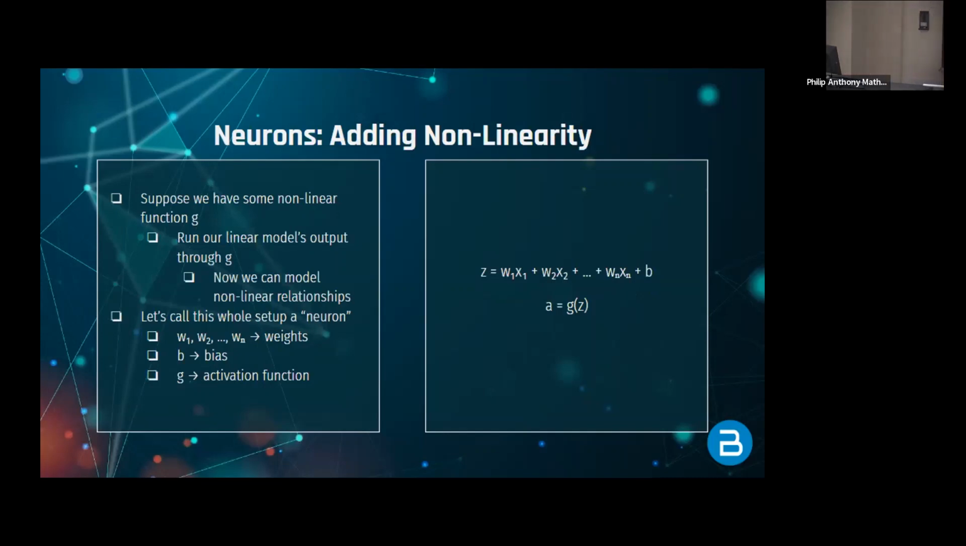So we've got some function g, could be x squared, could be, I don't know, the Riemann zeta function, I don't particularly care. Could be whatever you want it to be, just some sort of non-linear function. In fact, it doesn't actually need to be non-linear. It could be any function, right? And then let's run our linear model's output through that. We can call that whole setup a neuron, but what we've done here is this function g allows us to model non-linear relationships. If we're using this model for a linear relationship, you just set g to be the identity function and you're done, right?